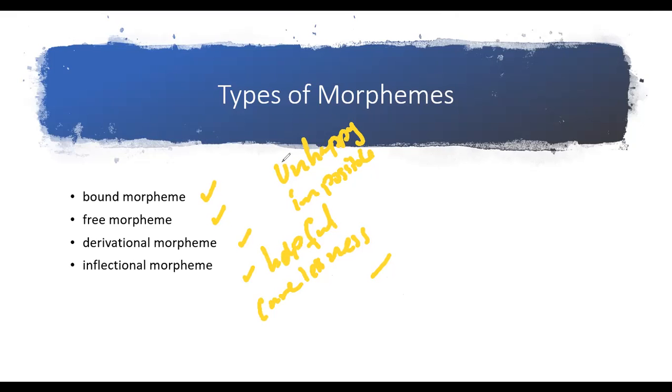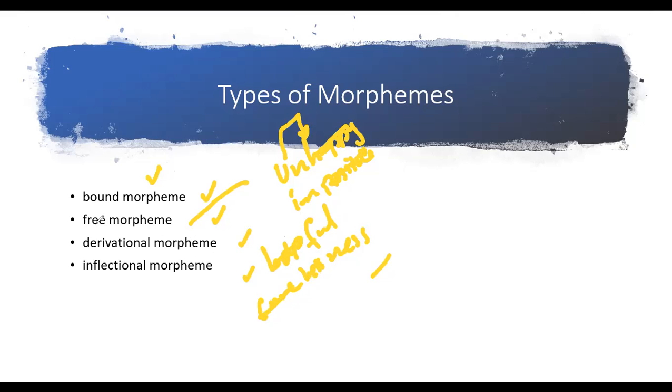Why? Because they have been combined with free morphemes. This means bound morphemes are the ones which cannot stand on their own. So, if I remove happy, possible, help, care, so lessness, full, im, un, they are meaningless. So they are what we call bound morphemes, because they cannot stand on their own.